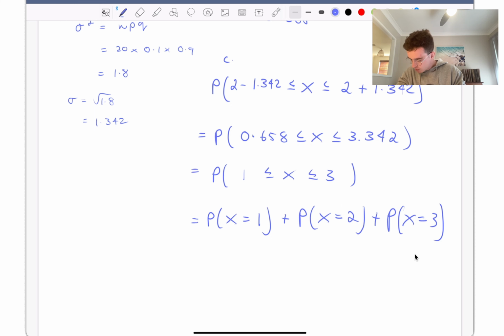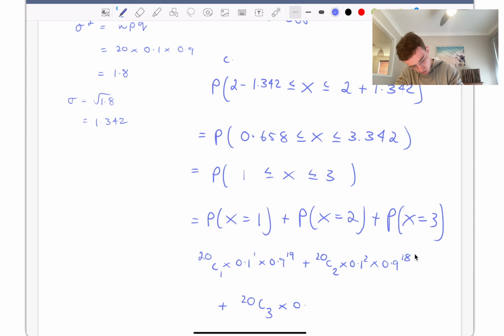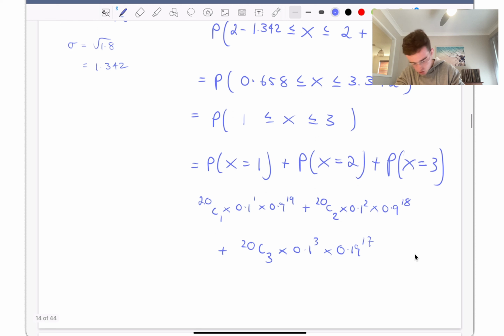So the probability that we're at most 3 is 20 choose 0 times 0.9 to the 20, plus 20 choose 1 times 0.1 to the 1 times 0.9 to the 19, plus 20 choose 2 times 0.1 squared times 0.9 to the 18, plus 20 choose 3 times 0.1 cubed times 0.9 to the 17. And if you do that, you get 0.745.